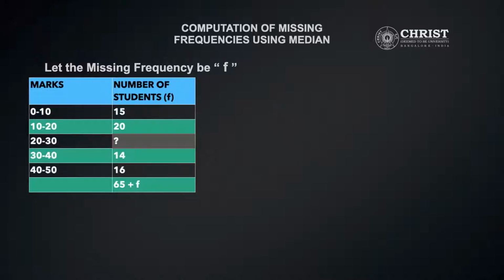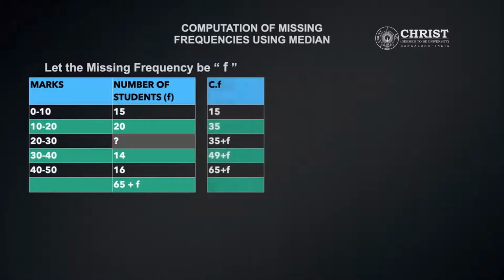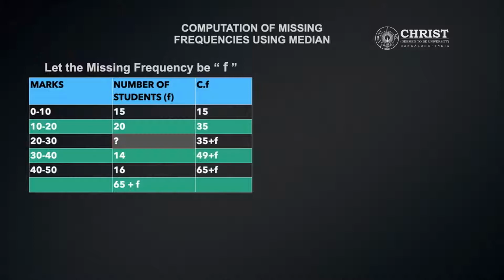The marks values are the same: 0 to 10, 10 to 20, 20 to 30, 30 to 40 and 40 to 50. Now you know how we do the median computation. We will take the cumulative frequency values. The first value will be 15, next will be 15 plus 20, 35. Next is 35 plus F because that value is not known. Next is 35 plus F plus 14, 49 plus F. Next is 16 plus 49 plus F, meaning 65 plus F.